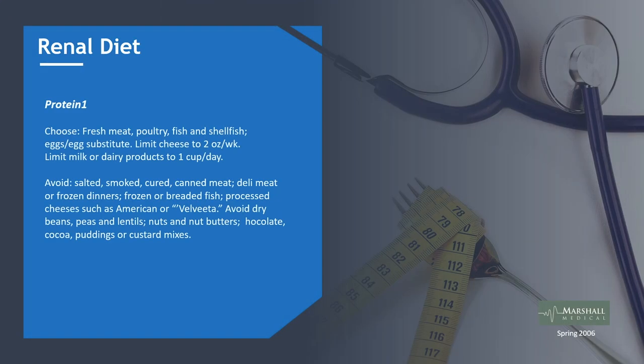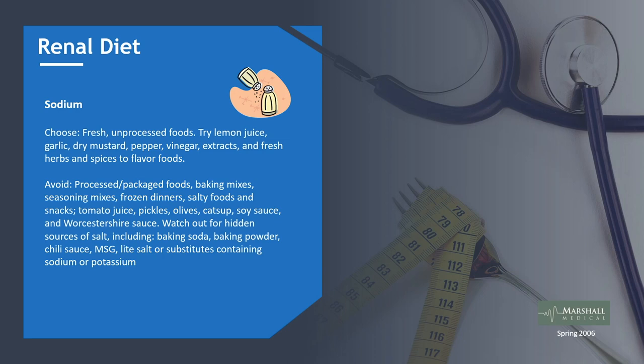Renal diet, protein. Choose fresh meat, poultry, fish, and shellfish, eggs and egg substitute. Limit cheese to 2 ounces a week. Limit milk or dairy products to 1 cup per day. Avoid salted, smoked, cured, and canned meat, deli meat and frozen dinners, frozen or breaded fish, processed cheeses, such as American or Velveeta. Avoid dry beans, peas and lentils, nuts and nut butters, chocolate, cocoa, puddings, or custard mixes.